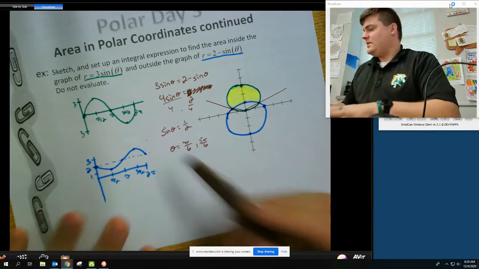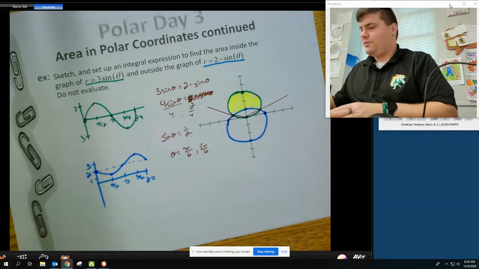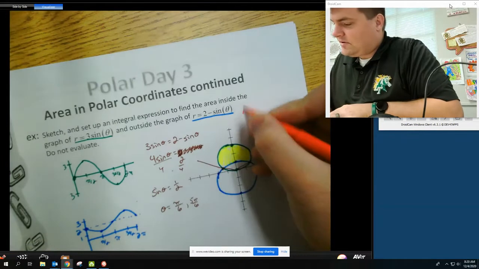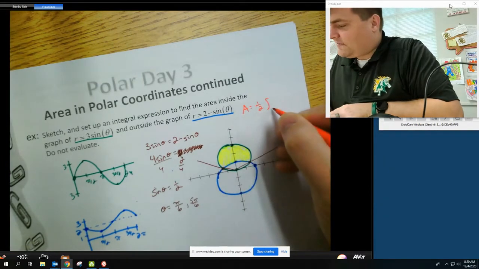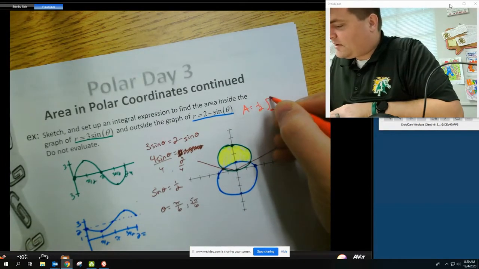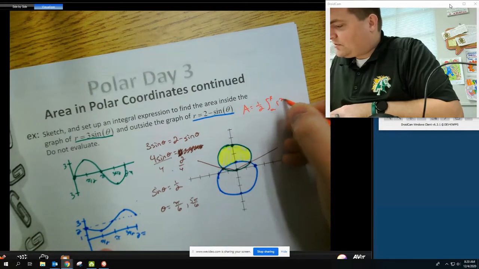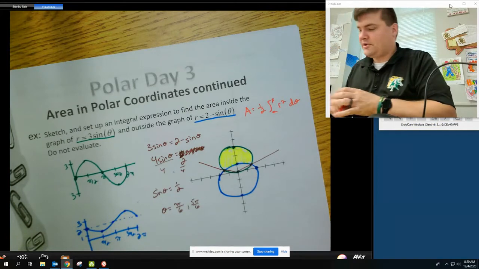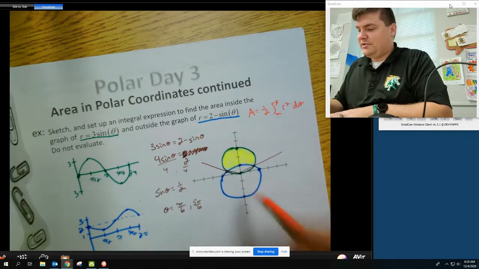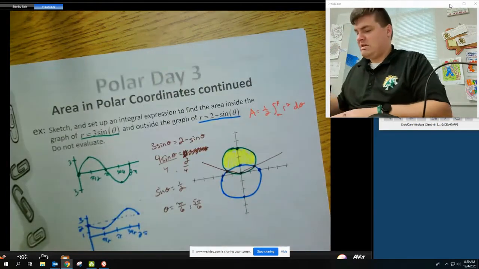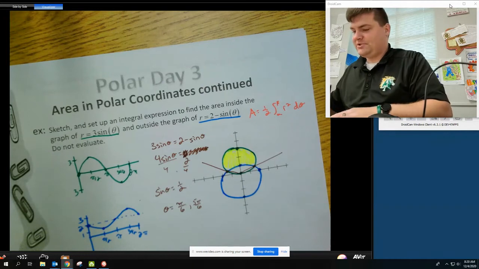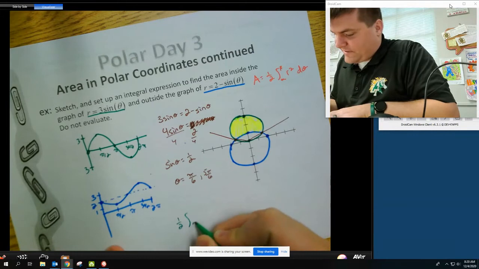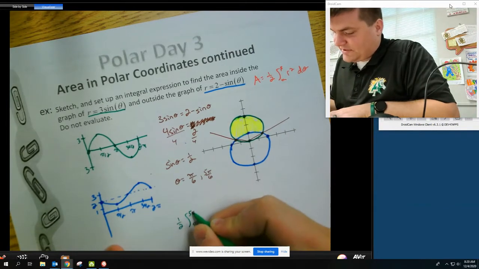Okay. And then a quick little friendly reminder for what my area formula is. For polars, it's 1/2 from, I forgot if they used, I think they used alpha and beta, of r squared d theta. Okay, so that's what we're using here. So I'm going to do green minus blue, and these are my bounds. And that's really it.